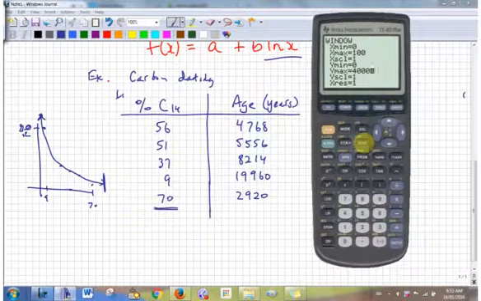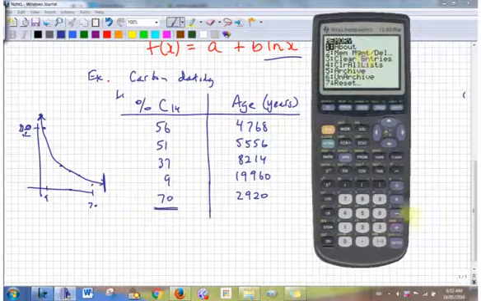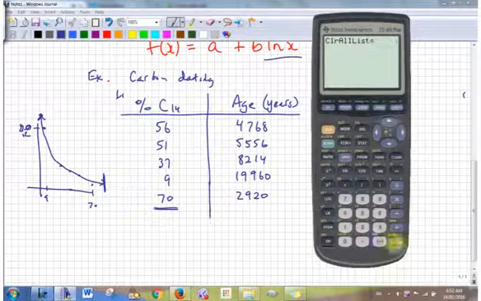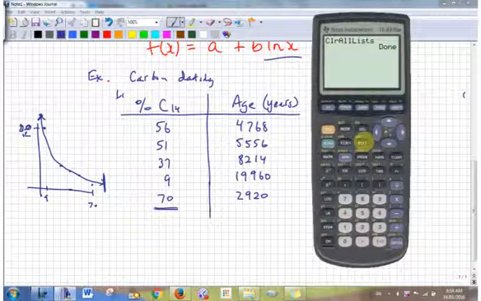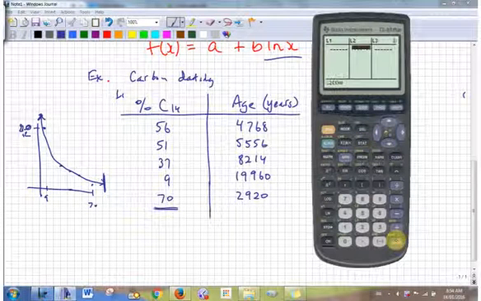Put the data in. Actually, backtrack. Second function, I want to clear all the lists. Second function, memory, number 4. Clear the lists. Let's get rid of all the other data that's in there first, okay? Then I want to go to data. Edit, enter, over to list 1. I want to put these numbers in. Again, it doesn't matter what order. Calculator knows how to plot points.